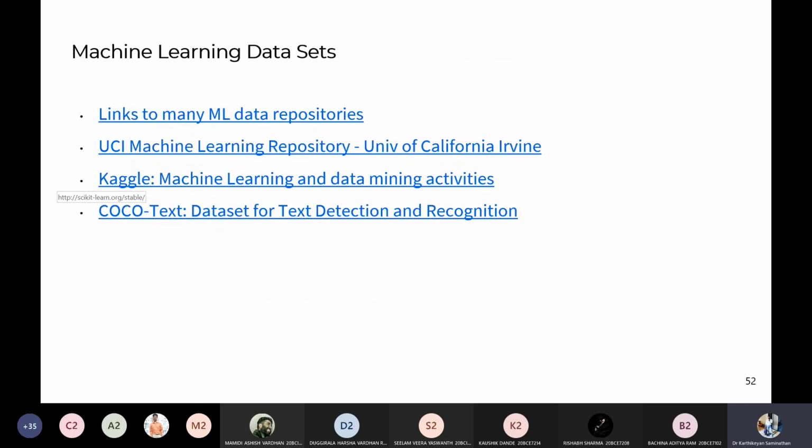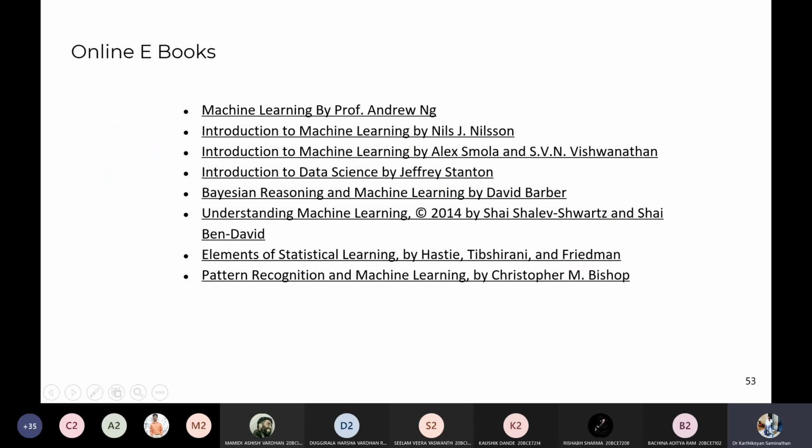There are some current active data sets which are available in the market. You can use these links directly. I copied the links: the UCI repository, Kaggle and COCO test. Here you can download all the current data sets. For the projects, there are some online ebooks I have suggested. You can click the link directly and you will get some ebooks for ML.